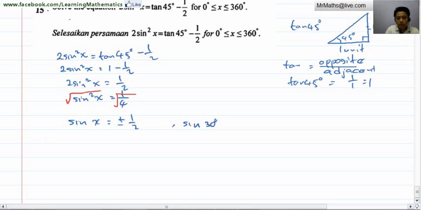Sin 30 degree is 1/2. If you have a triangle, this is 30 degree, then you have 1 unit opposite and 2 unit at the hypotenuse. Sine is opposite over hypotenuse. These are just some reference. It's not needed for exam paper.